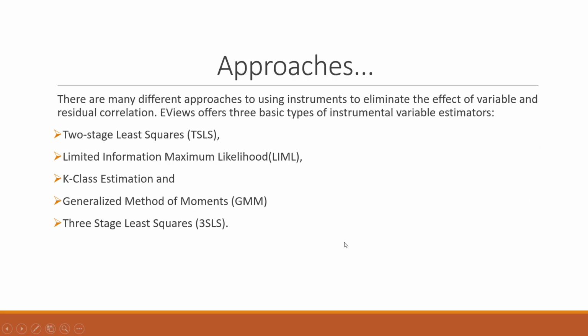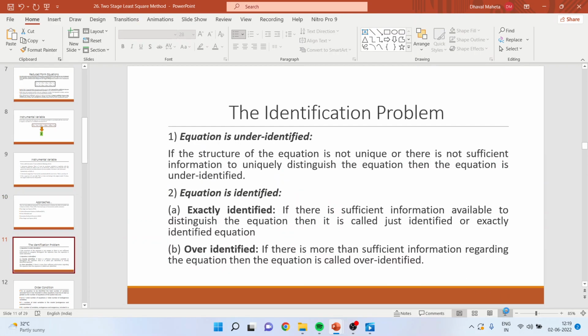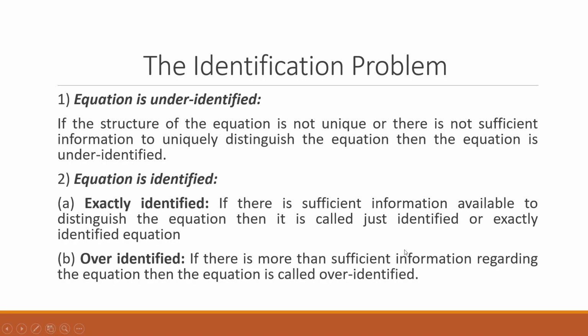To solve the simultaneous equation model, we have some approaches: the two-stage least square, the limited information maximum likelihood, K-class estimation, generalized method of moments, and three-stage least square method. Before we run the two-stage least square in EViews, we will have to identify the model. And the identification problem is that the equation is under-identified if the structure of the equation is not unique or there is not sufficient information to uniquely distinguish the equation.